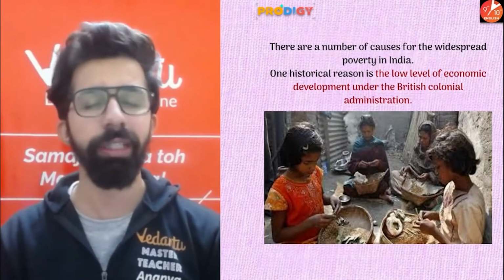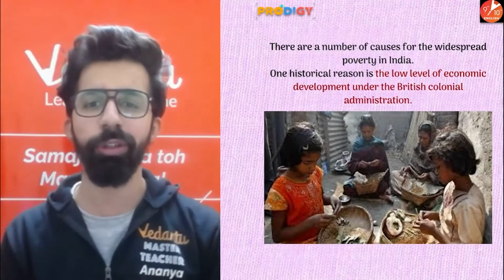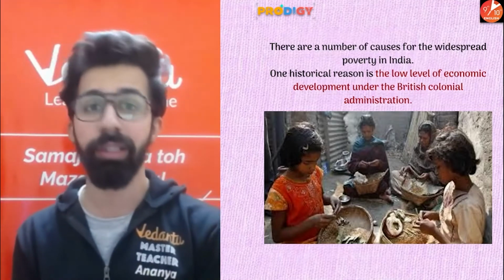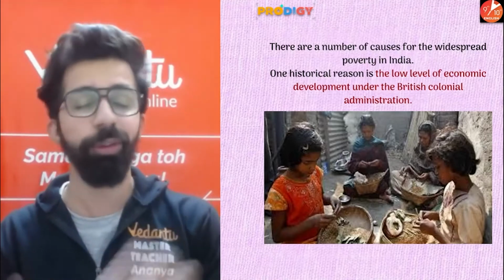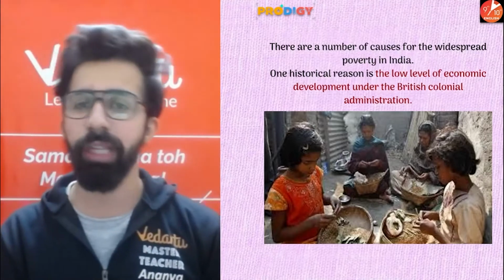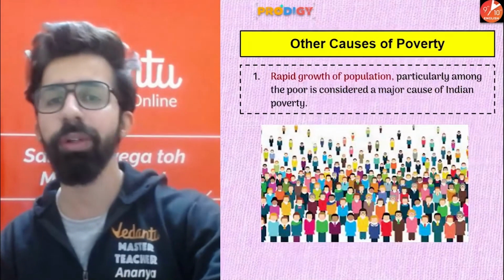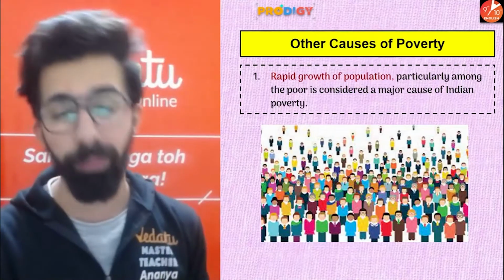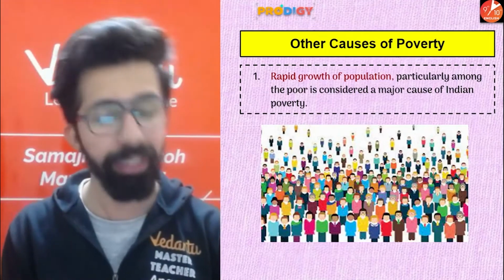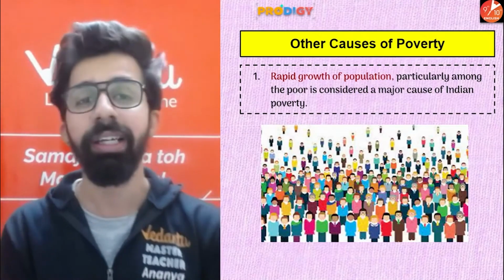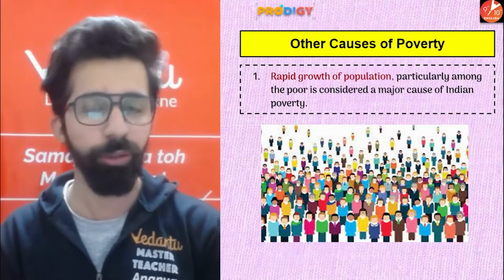Traditional industries were disregarded and discouraged. There were many reasons. They never concentrated on the economic development of India. In fact, when the Britishers were in India, India's wealth was drained towards England. That was the biggest reason for poverty in India. Some other causes are the rapid growth of population. As the population increases, the demand for all things increases, and as demand increases, supply decreases. It leads to a rise in the prices of all those things.